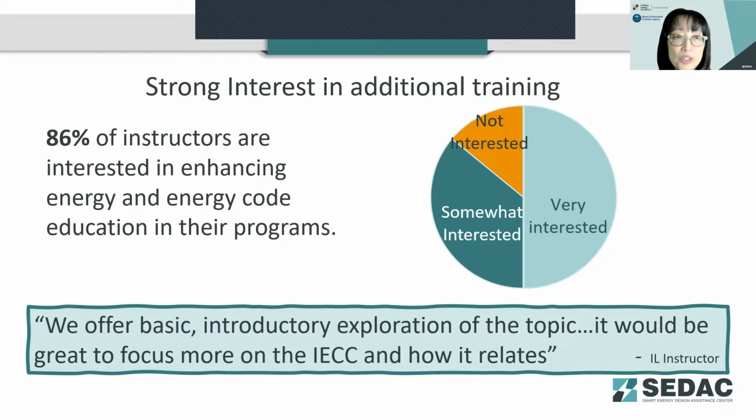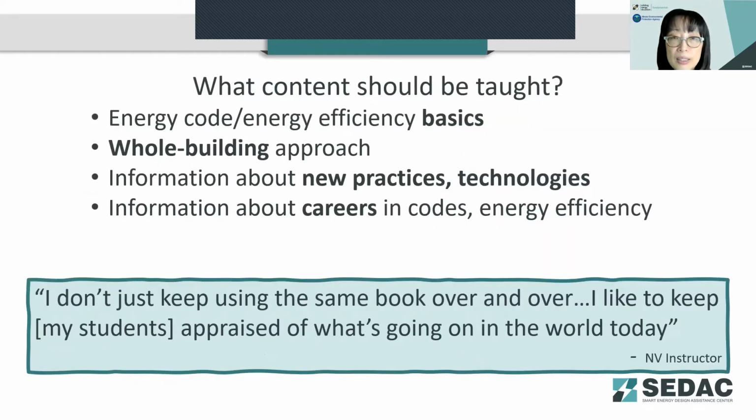For the need of additional training, 86% of instructors are interested in enhancing energy and energy code education in their programs. That was a really encouraging result for us. For topics and contents of training, survey participants expressed that the following topics should be included: basics of energy code, whole building approach, information about new practices and technologies, and information about careers in code and energy efficiency.